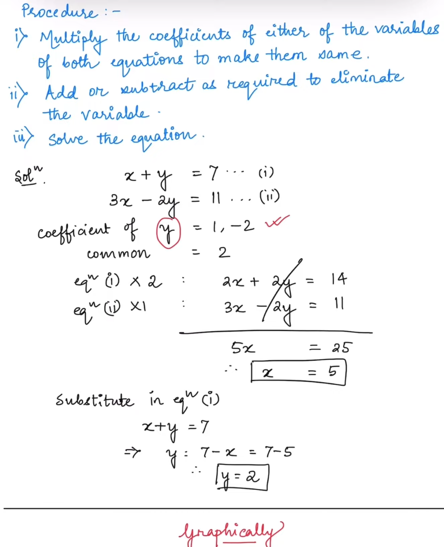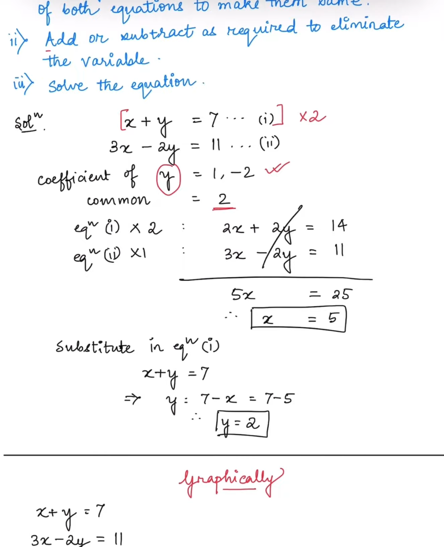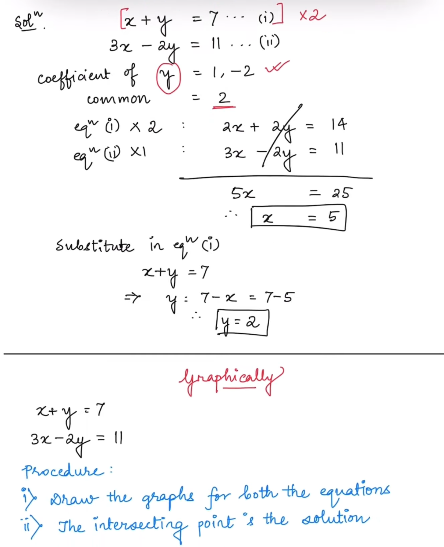So how do I know which is common? I have basically taken the least common multiple, that is the LCM of 1 and 2, which is 2. So this is already minus 2y. To make them equal, I have to multiply this equation by 2. So that's what was done here. So 2x plus 2y will be equal to 7 into 2, 14. Now I have to add or subtract as required so that the variable gets eliminated. So plus 2y and minus 2y, they will get cancelled. So 5x will be equal to 25, x will be equal to 5.